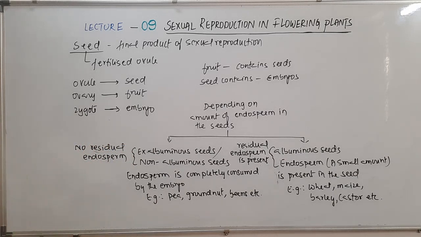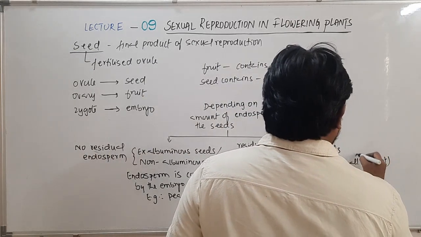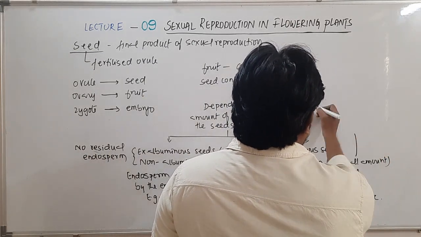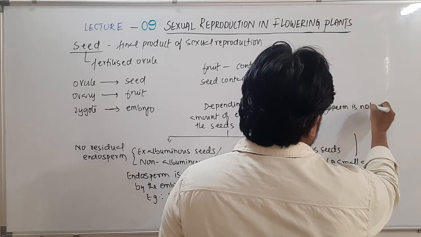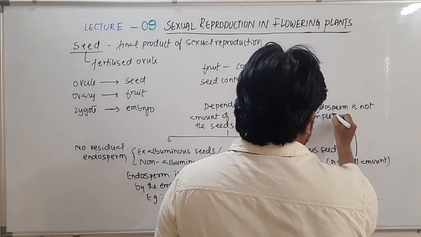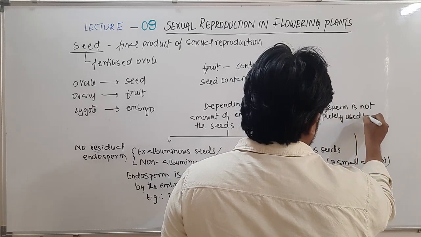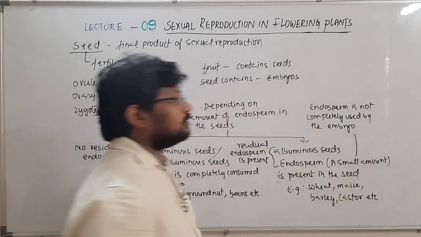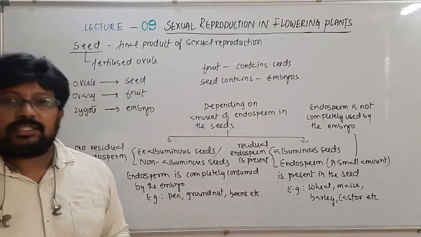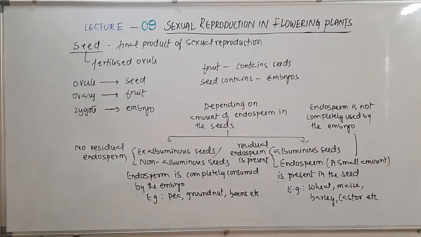It means that in them, the endosperm is not completely used by the developing embryo. So I can say in this case the endosperm is not completely used by the embryo, and for that reason we still find the presence of residual endosperm.